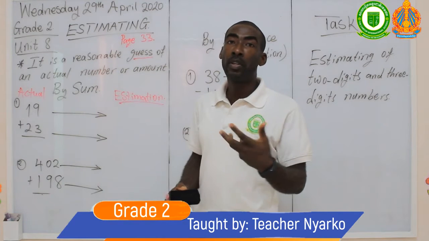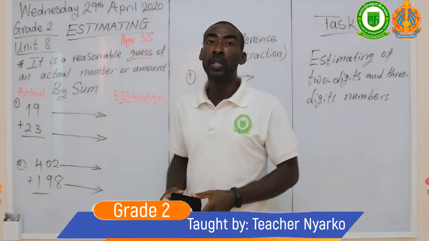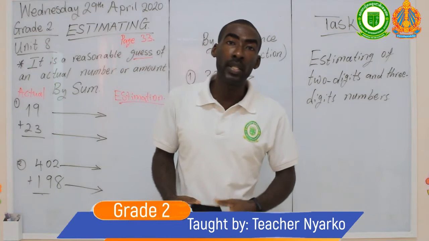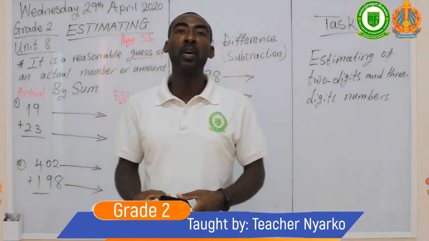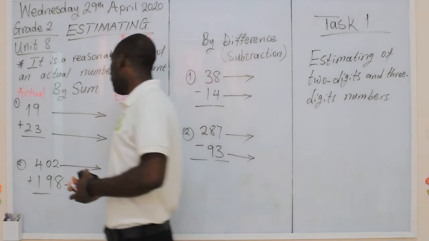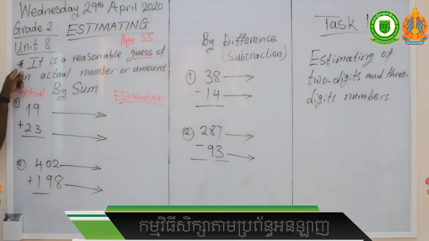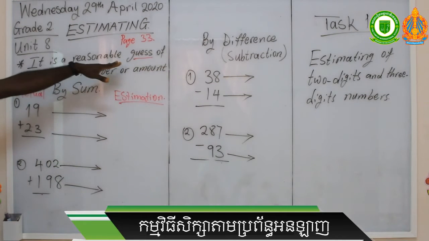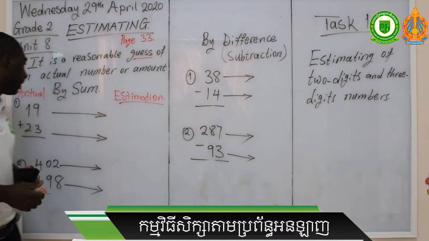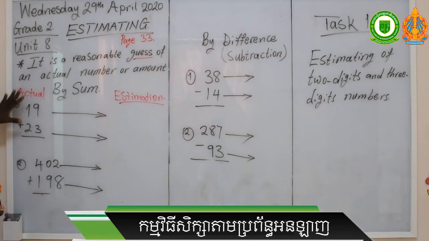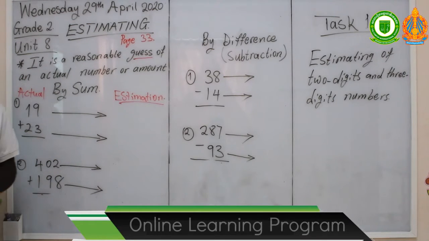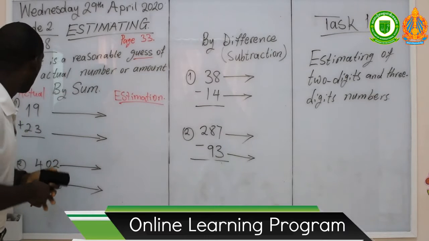You also need to bring your knowledge of rounding when you are doing estimation, because most times you need to round your figures to the nearest 10 or to the nearest 100 or to the nearest 1,000, depending on the instruction or depending on the numbers that you are dealing with. Okay, good. So on the board we have the meaning of estimating, which is a reasonable guess of an actual number or an amount. That is estimating. Okay, so now we have these figures that we're going to estimate. So we'll look at how it will go for you to understand estimation.